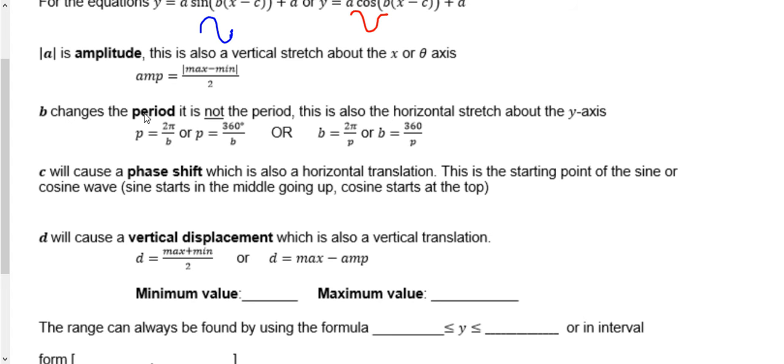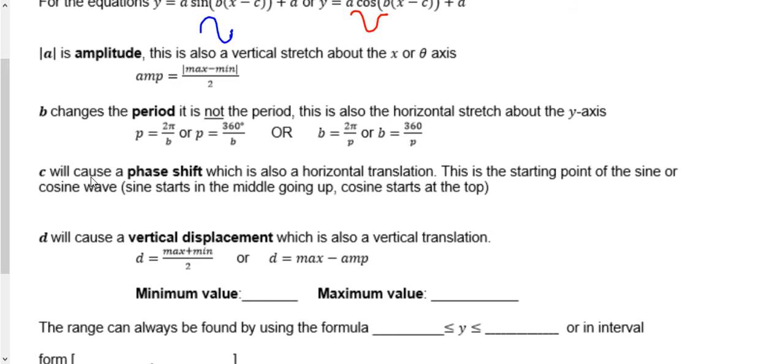B is your period. And again, B is not the actual period, B is just the value in your equation. Period you have to calculate using either 2 pi divided by your B value or 360 divided by your B value. Vice versa, if you're looking for your b value and you're given your period, you can go 2 pi divided by your period or 360 divided by your period to find your b value.